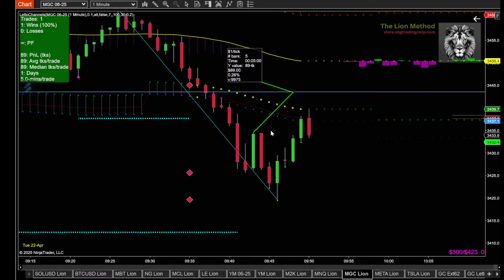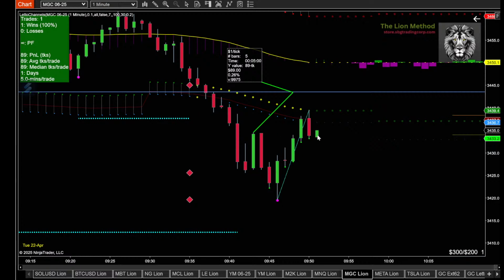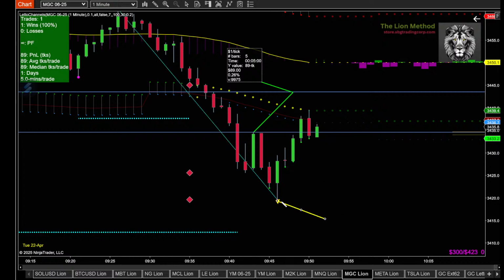Now I will trail my stop to break even once the market closes a bar fully above the entry level. So if our entry level is there, the market hasn't closed a full bar above it yet, we're still at it. So our risk is right down here. That's where our stop should be, right down here.